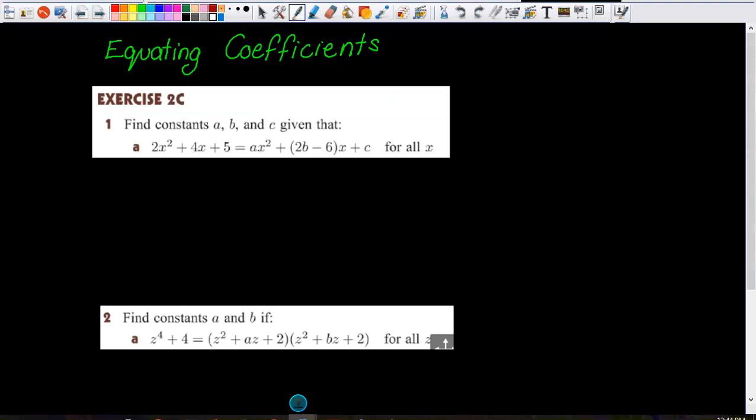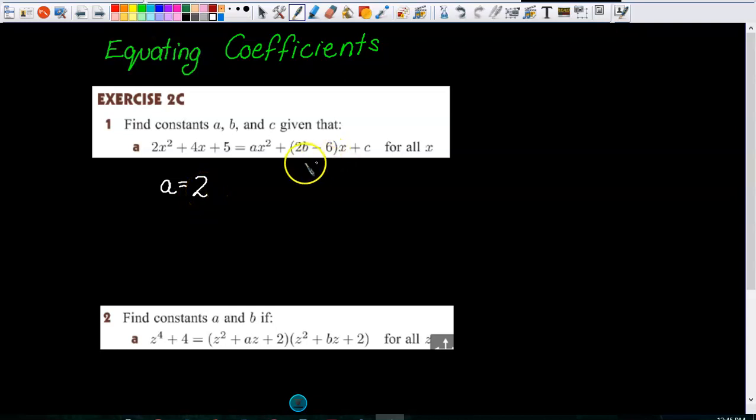Okay, so 2C. Basically, it's left-hand side equals right-hand side. What's going on here? So the first question, quite obviously, you've got 2x squared and you've got ax squared here, and you can see very clearly when you expand, you're not going to get another x squared anywhere. So would everyone be happy that a would have to equal 2? Simples.